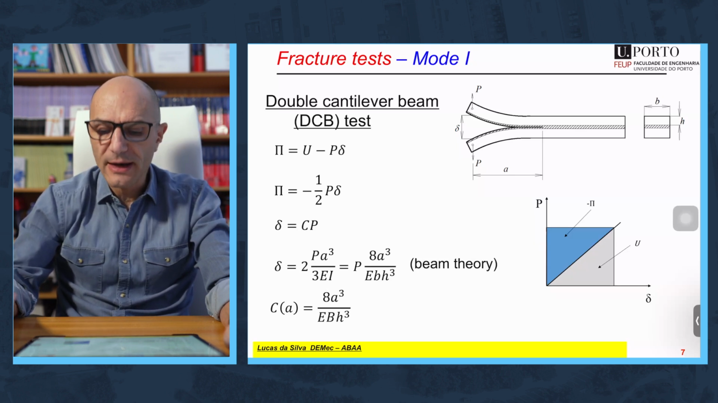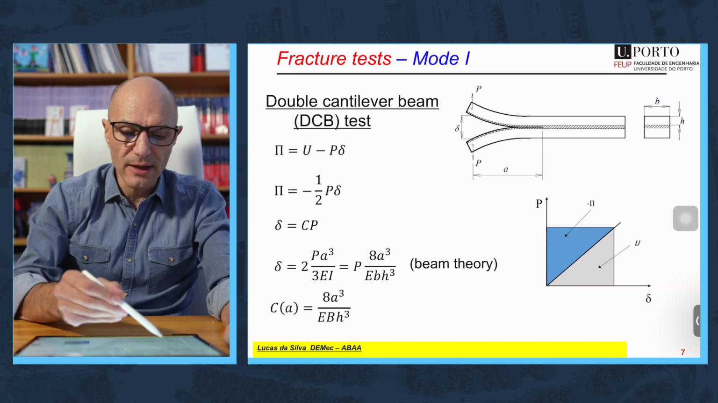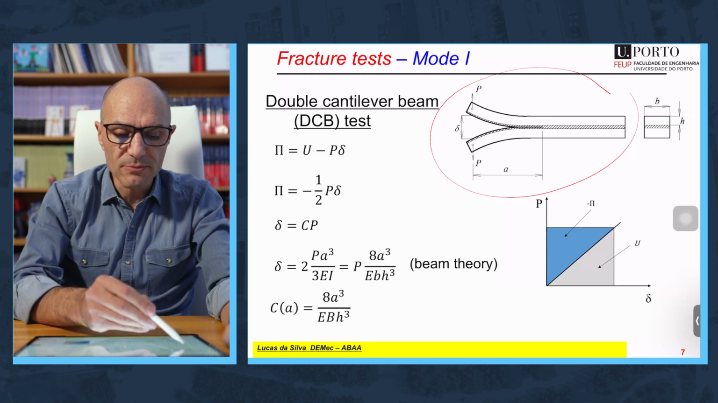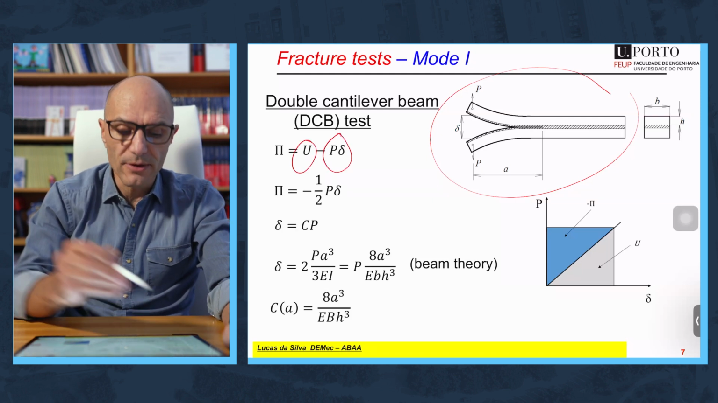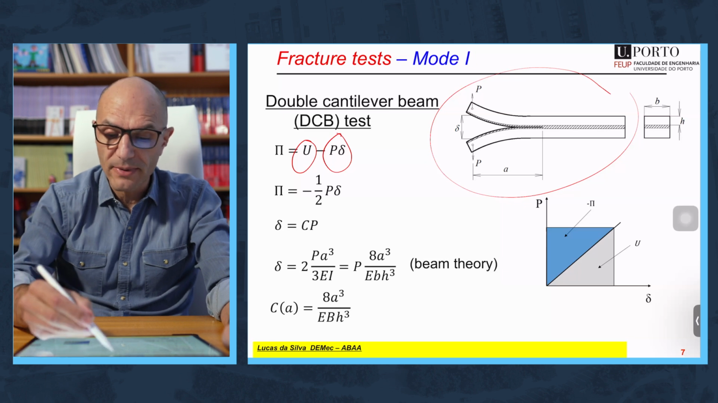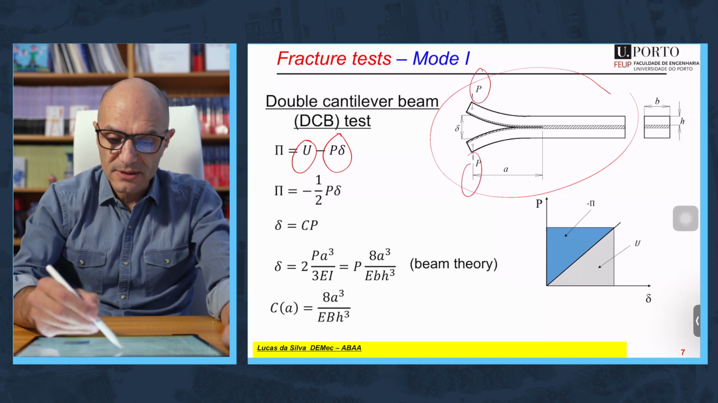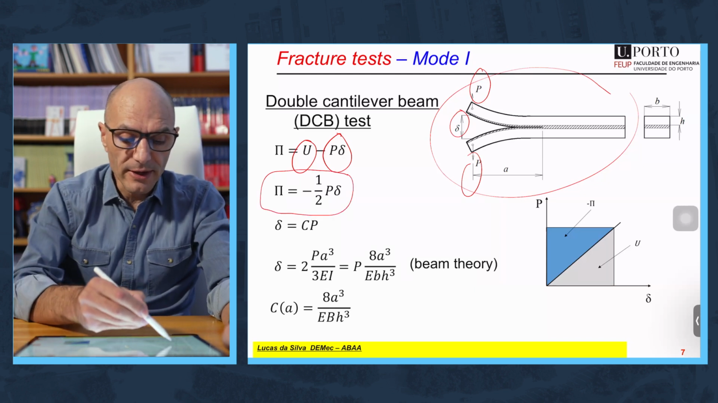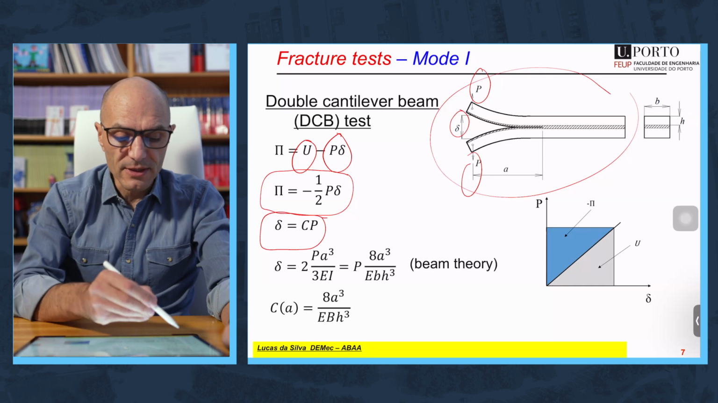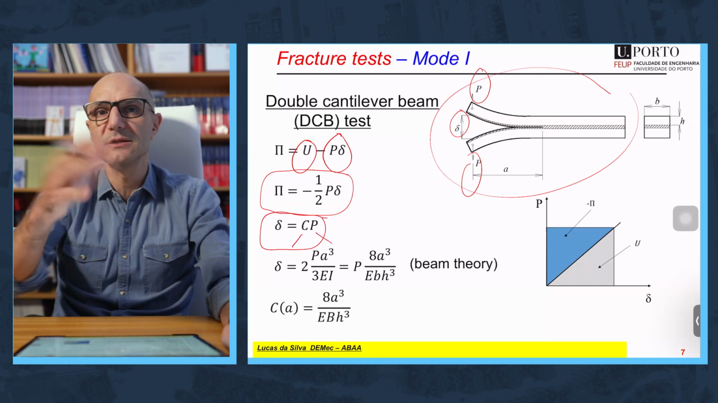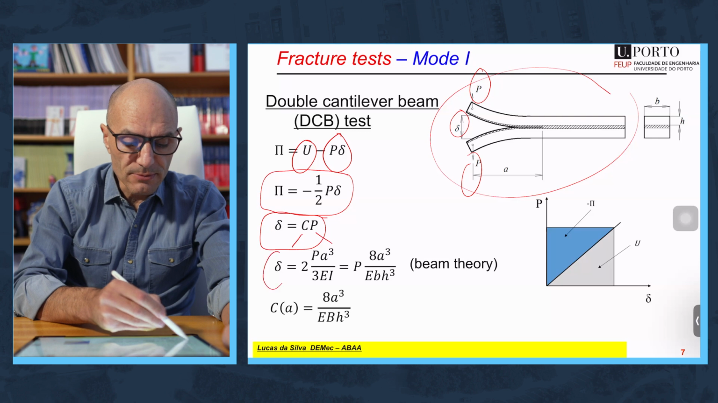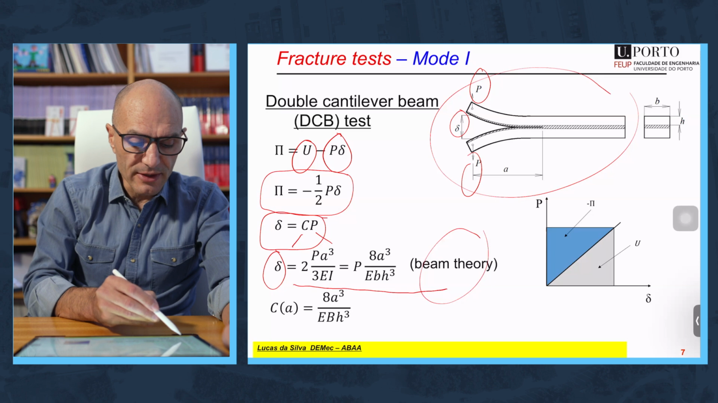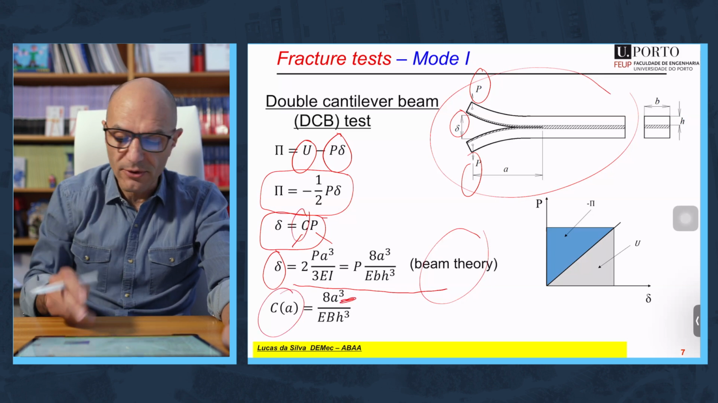One way of analyzing this is looking at the total potential energy of the specimen, which can be seen as the difference between the stored elastic energy and the total energy from the external forces applied, this load here times this displacement. So you are left with this for the total energy of the system. On the other hand, the displacement can be written as a function of the compliance and the load. Compliance is the opposite of the stiffness. The displacement can also be obtained from beam theory, so you also have an expression for the compliance as a function of the crack length.